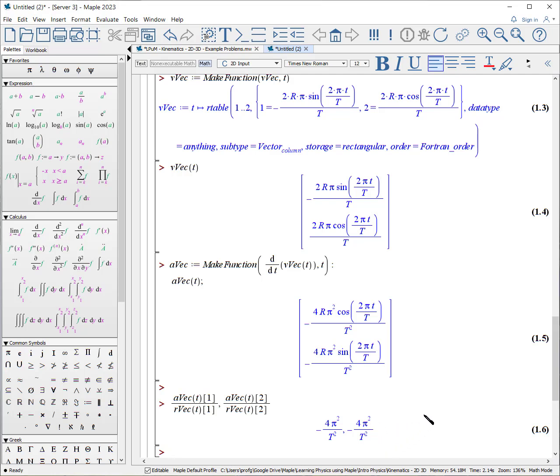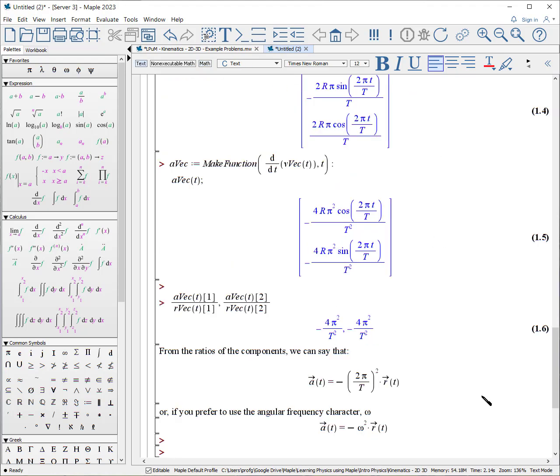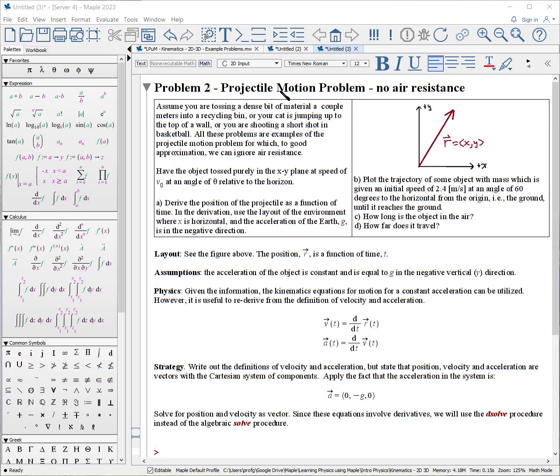So acceleration is always negative, opposite the direction of position, and it is always off by this 4 pi squared over T squared term. Writing that out as vectors, again, you can see acceleration is equal to the negative of this square term of R squared, R, or if you prefer the angular frequency component, it's minus omega squared times R.